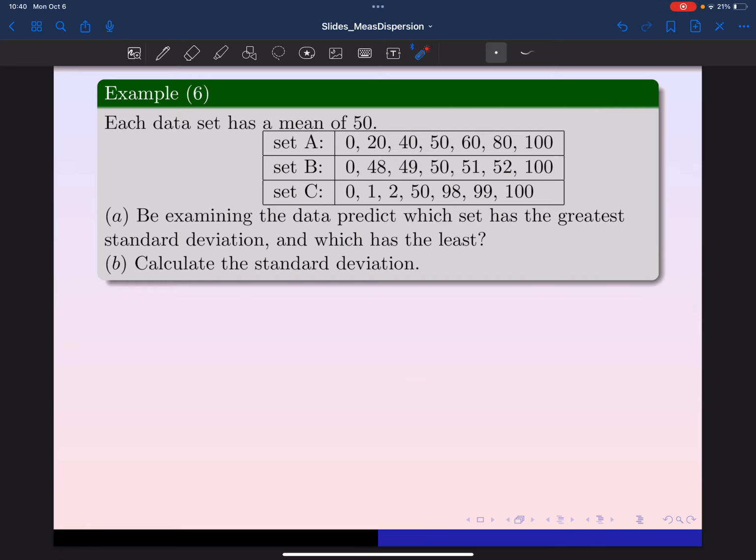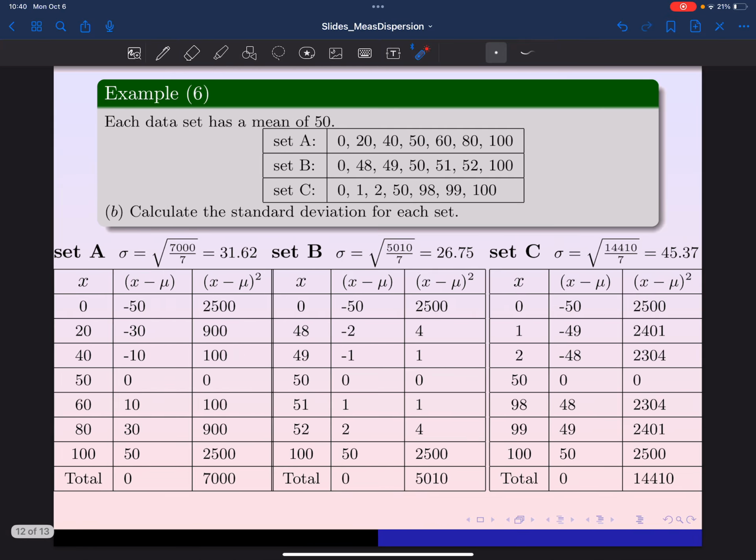Now, the closest together would be those that are very close to 50, except we have 1 or 2 outliers kind of, but those are evenly spread. So the smallest standard deviation should be set B because the data is closer together. Then would be set A because it's spread not too far, but the largest standard deviation should be for set C because the data is the most spread. And then we can calculate them together.